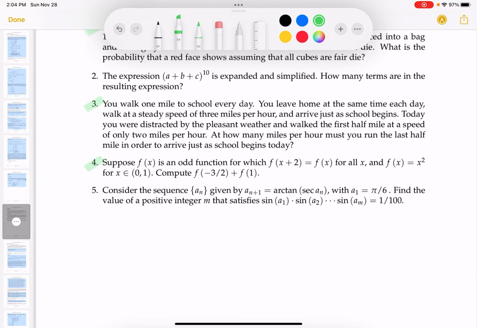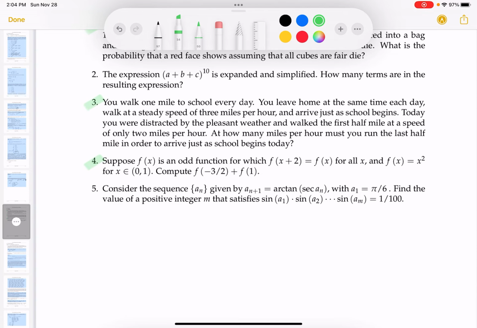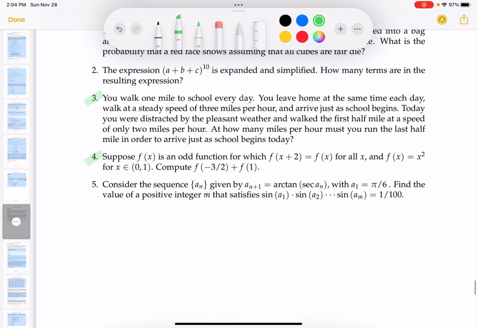And it says number 2, the expression a plus b plus c to the 10th is expanded and simplified. How many terms are in your resulting expression? They're not asking me to expand it, by the way. But I want to point out, you probably know the binomial theorem. So I'm going to write down a plus b plus c to the 10th power. You may know the multinomial theorem too, but let's not worry about that.